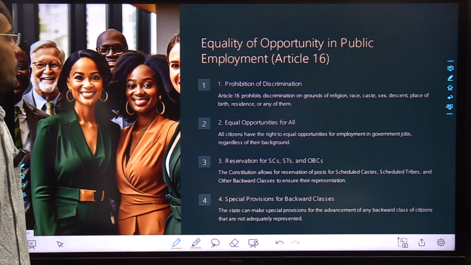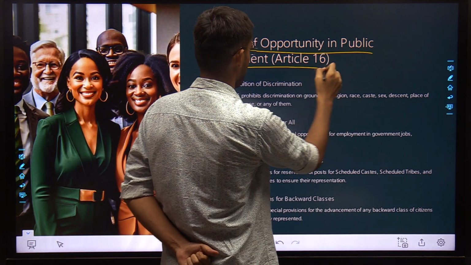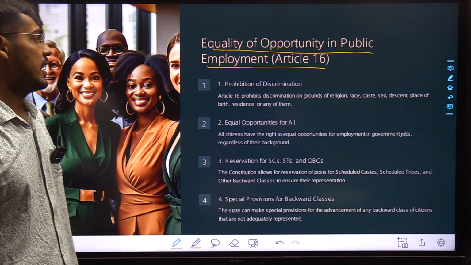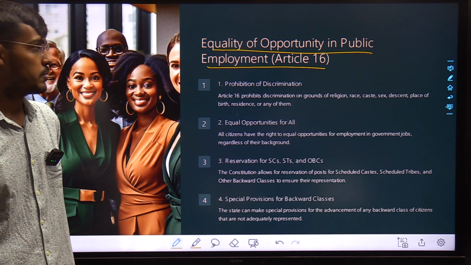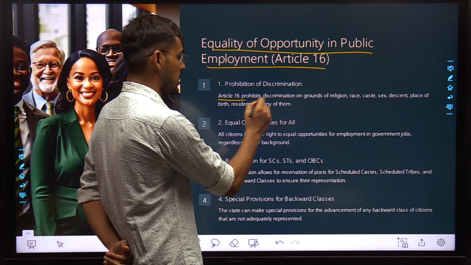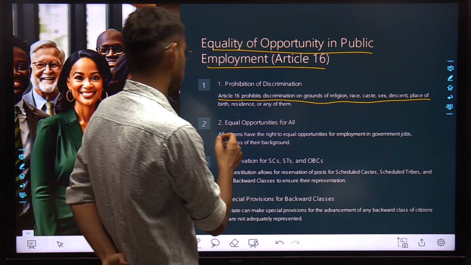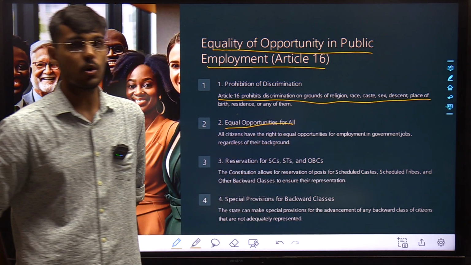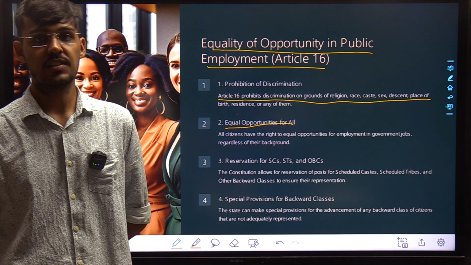The next is equality of opportunity in public employment. Article 16. As Article 15 told about the prohibition of discrimination, this article is specifically related to reservation and the equality with respect to public employment. As we know, the state cannot discriminate only on the grounds of religion, race, caste, sex, descent, place of birth, etc. or any of them. The state has to provide equal opportunities to all in matters related to public employment or the jobs under the state or center.